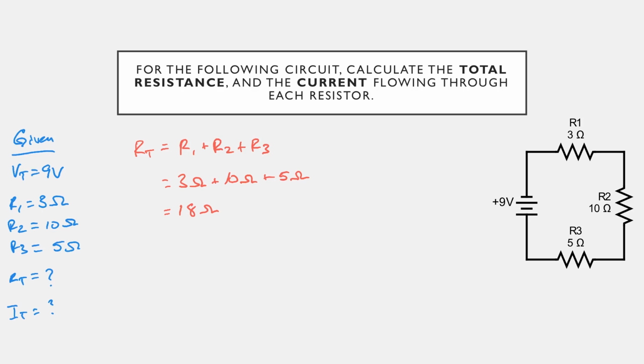We can now use that information to solve for current. The current is going to be equal to VT over RT. What we've done is we've rearranged V equals IR. So if the total current is equal to the total voltage divided by the total resistance, that gives us 9 volts over 18 ohms and a total current of 0.5 amps.